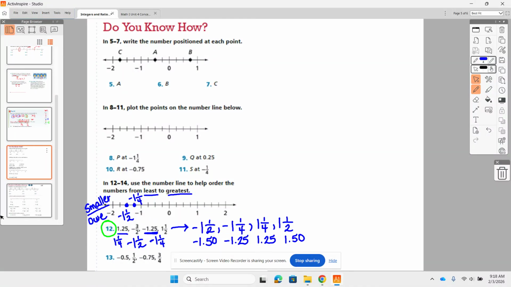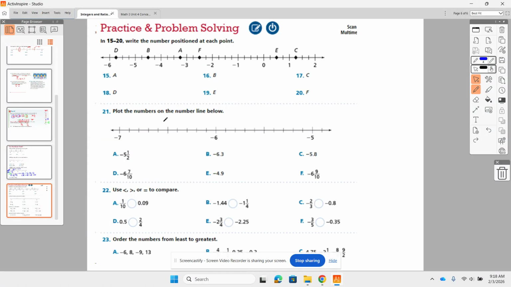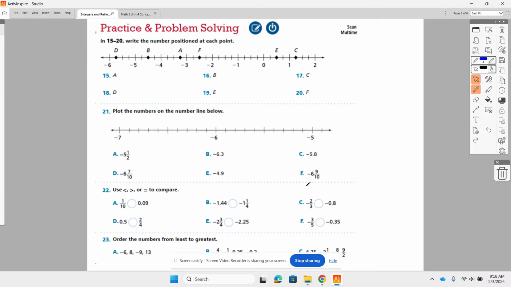So negatives. All right, your final page in this module you're going to see is practice and problem solving, where you will need to put these on number lines and also do least to greatest. So one more clue to help you. Take a look at this number line because it is broken into different pieces. So far we've been broken into fourths, but take a look at this number line. Look at how many hops is in between -5 and -6. A little bit more there.